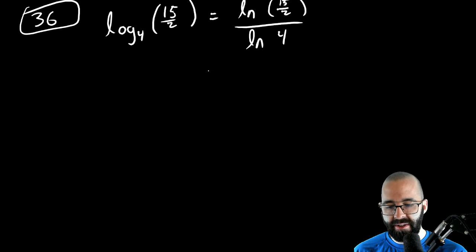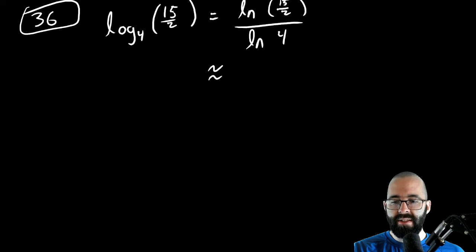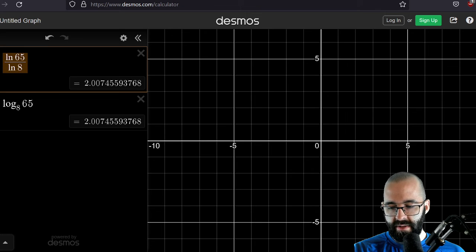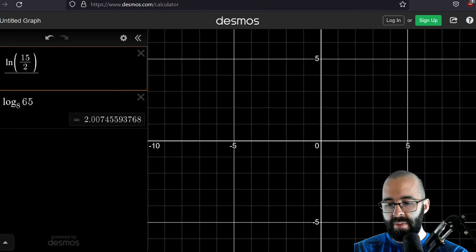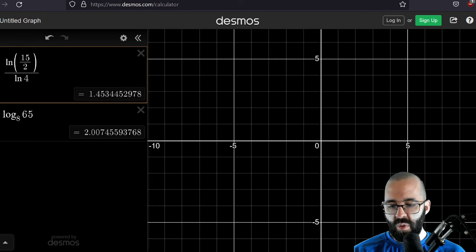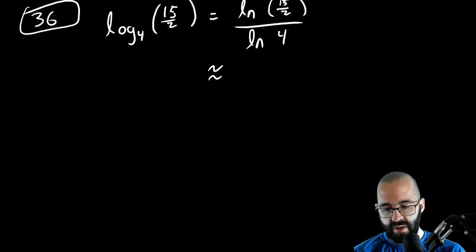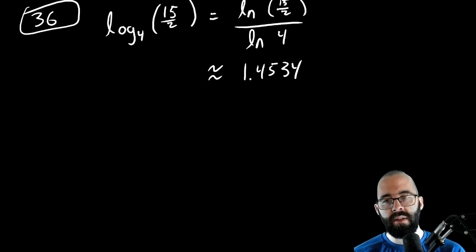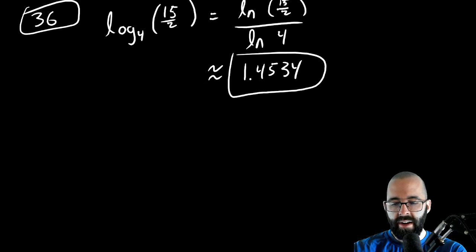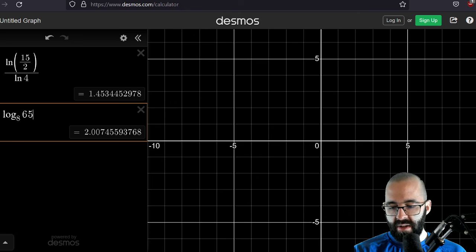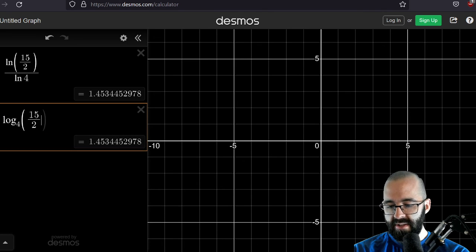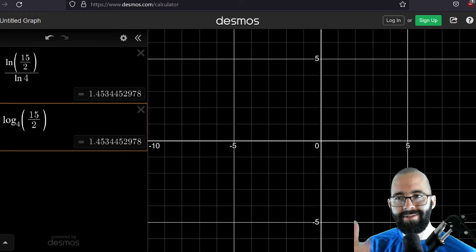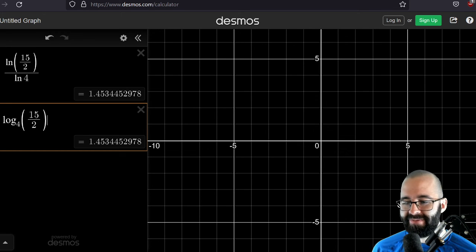We can type this into a calculator and get our answer. Natural log of 15 halves divided by the natural log of 4. About 1.4534. Check our answer with a calculator. Log base 4 of 15 halves. Great. They're the same thing.